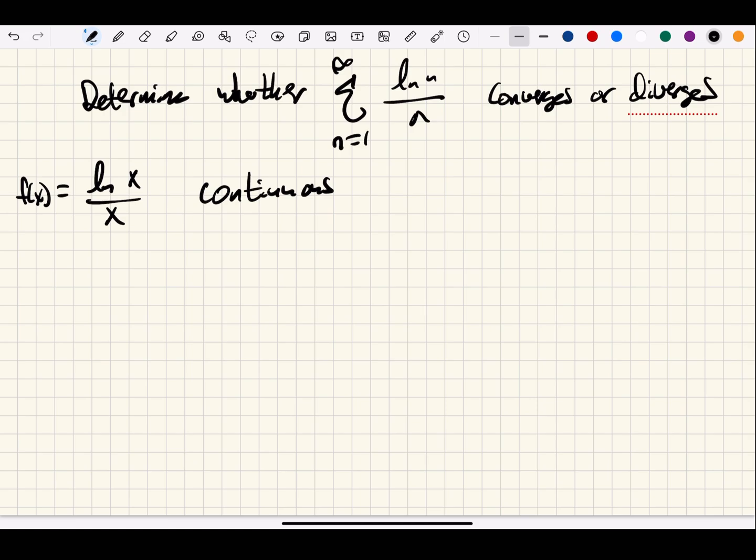What about from 1 to infinity? Is it positive? Yeah, it is. What about decreasing? How do you know? N should be bigger. Yeah, N will be bigger than L and N, at least past some point. Yeah, because eventually, because of the definition of the natural log of N.